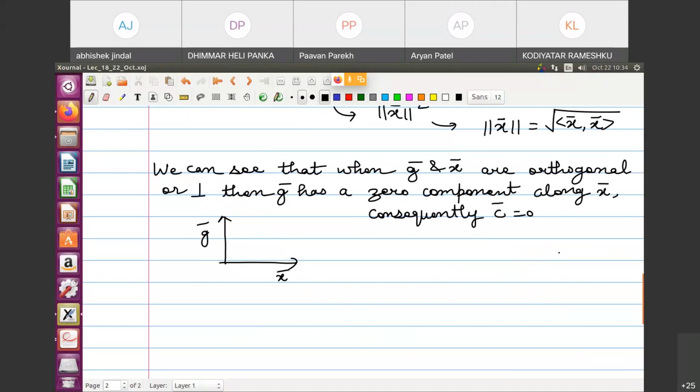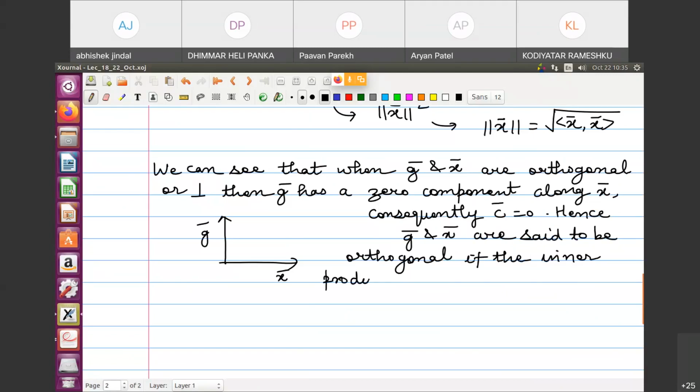Consequently, C is 0. Hence, G and X are said to be orthogonal if the inner product, scalar or dot, you can see, because in the Euclidean space this is also quite popular, that is called the scalar product or dot product of the two vectors is 0.